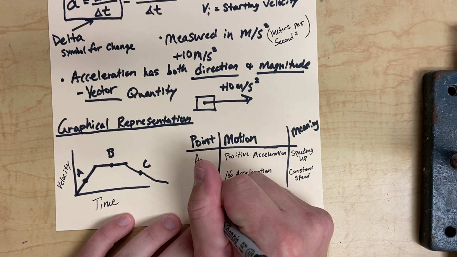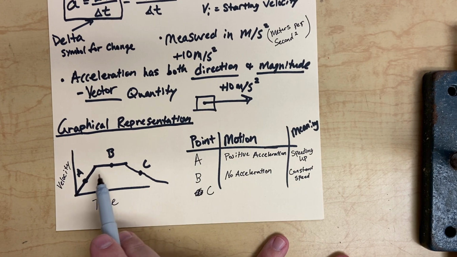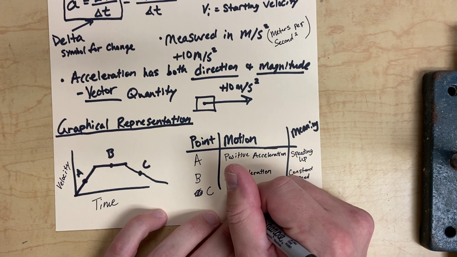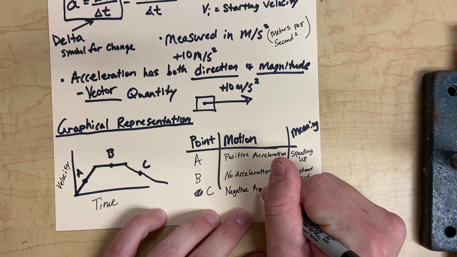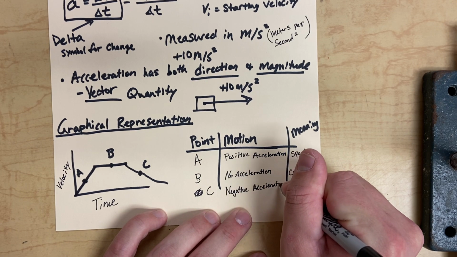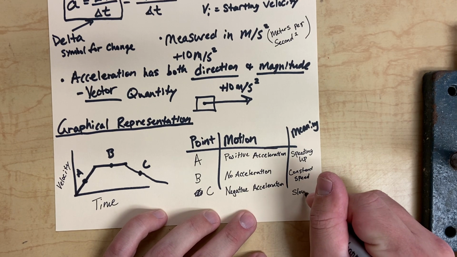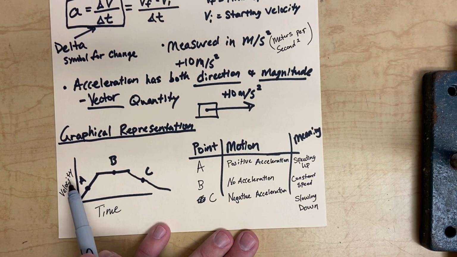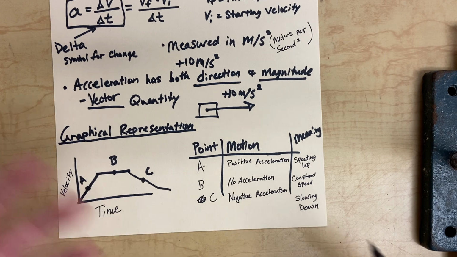So if we're not changing our velocity, but we are changing time, we are going a constant speed. And at point, oops, that should definitely be a C. As we're changing our velocity in the negative with respect to time, so we have negative acceleration. That means we are slowing down. Which is pretty simple because your velocity is going lower over time, which means that you would be slowing down.